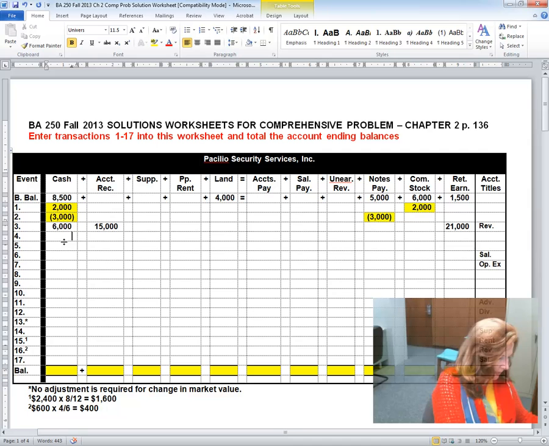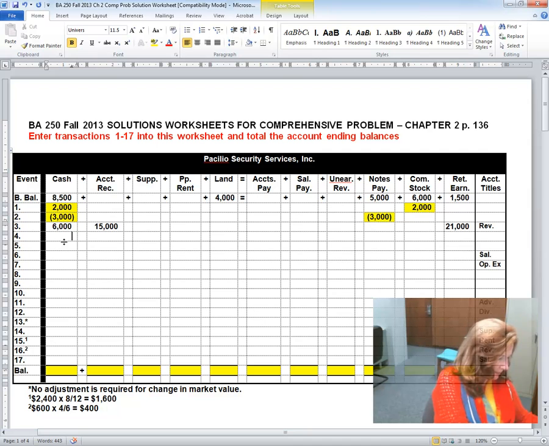Incurred other operating expenses on account, $6,200. So $6,200 would be with brackets because they're operating expenses and they're making retained earnings come down. And then $6,200 was all on accounts payable. So we're obliged to pay this sometime in the future.